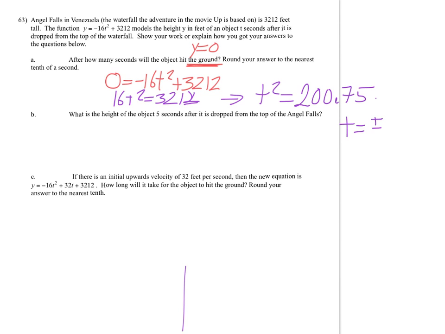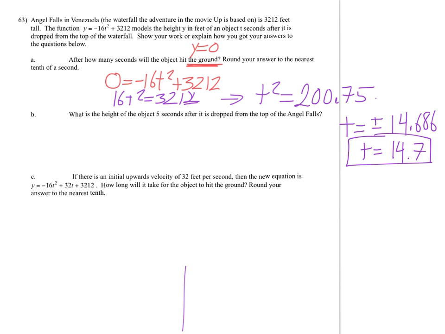The square root of 200.75 is 14.1686 seconds. Nearest tenth of a second, so that's 14.2 seconds. And I only really care about the positive one because we're talking about time, and negative time means seconds ago, not seconds in the future.